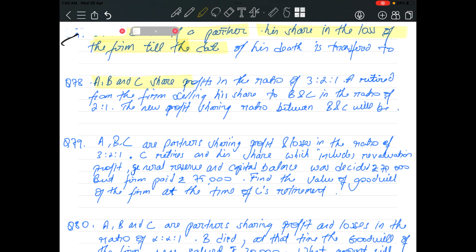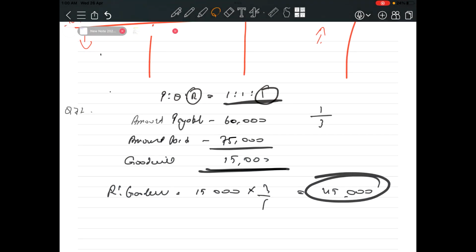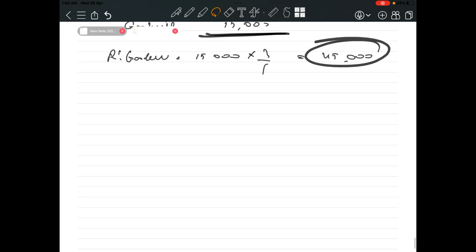A, B and C share profits in the ratio of 3:2:1. A retired from the firm, selling his share to B and C in the ratio of 2:1. Okay, now what's the requirement of the question? We have to calculate new profit sharing ratio between B and C. Okay, so now let's see how we will do this question number 78.